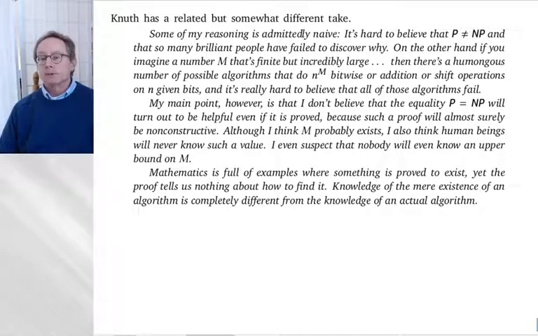Mathematics is full of examples where something is proved to exist, yet the proof tells us nothing about how to find it. Knowledge of mere existence of an algorithm is completely different from the knowledge of an actual algorithm. So again, most experts, if they're going to put money down, they're going to put it on P is unequal to NP. But there are at least some people who are worldwide experts who are open to the possibility that P equals NP, although most folks are not betting on cracking the problem tomorrow. I think there's not much belief that that's right.